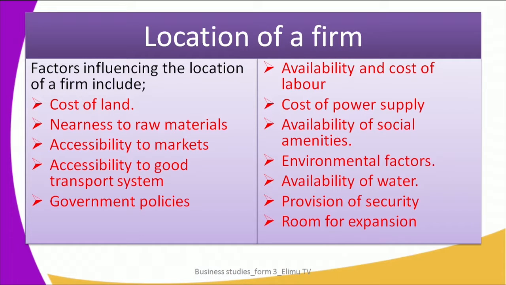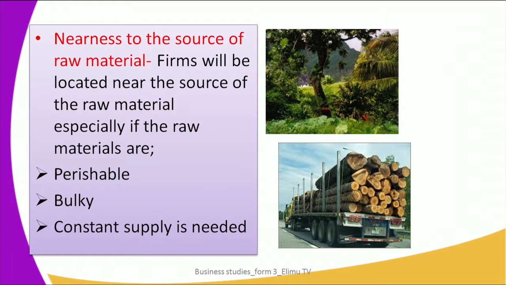So we shall be looking at each and every factor in details, and without waste of time, let's move to our factor number one. This factor also influences the location of a farm: nearness to the source of raw material.